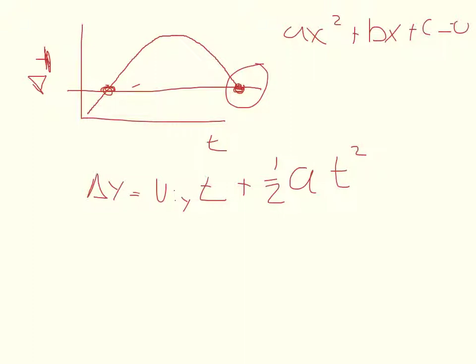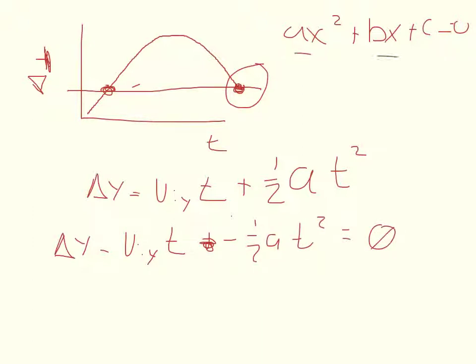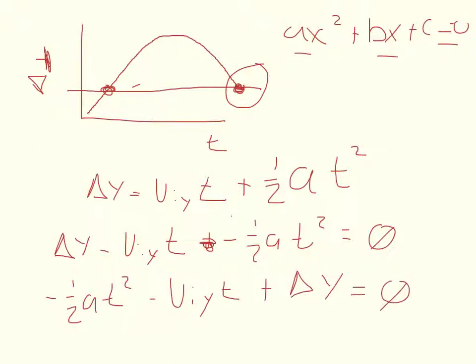So first of all, we've got to make it equal 0, so we put delta y minus v initial in the y direction times t plus minus 1/2 a t squared equals 0. And then we can rearrange that to get it in the form of ax squared plus bx plus c, which would make it negative 1/2 a t squared minus v initial y t plus delta y equals 0.